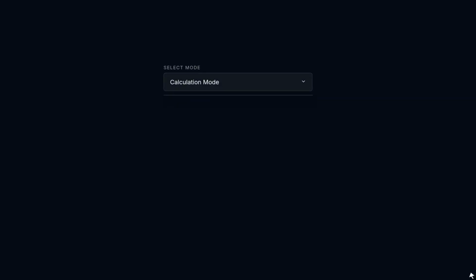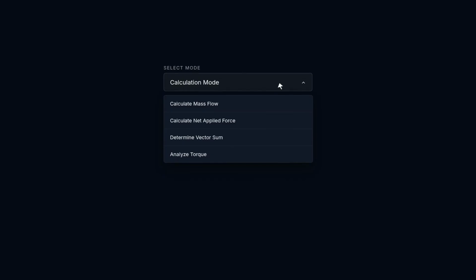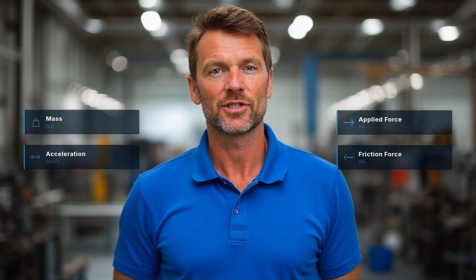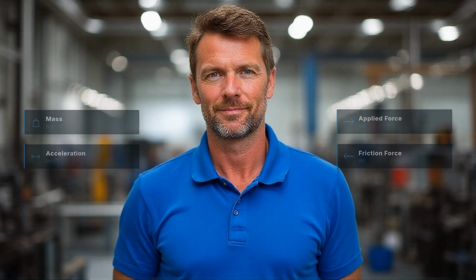For this demonstration, I'm using Calculate Net Applied Force. Input fields include mass, acceleration, applied force, and friction force in their respective units. We also have normal force, friction coefficient, application angle, and gravity defaulting to 9.81.